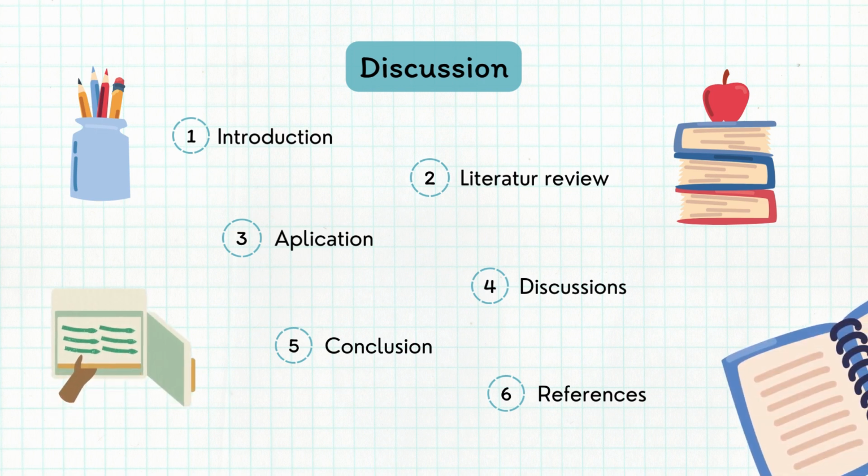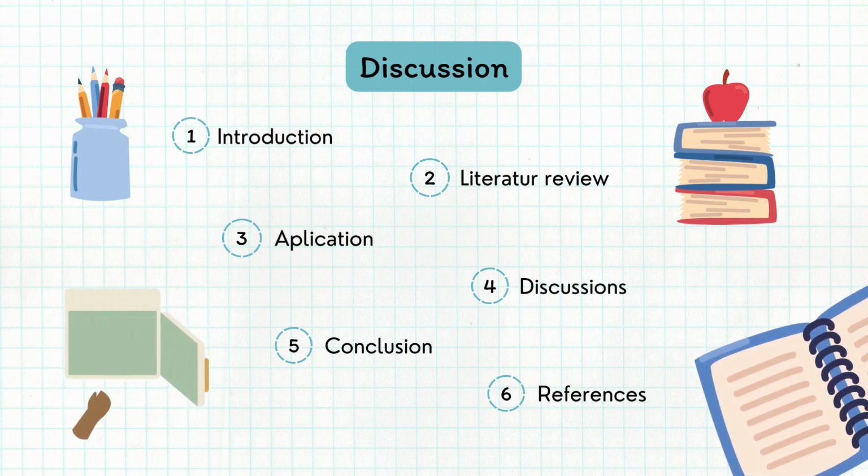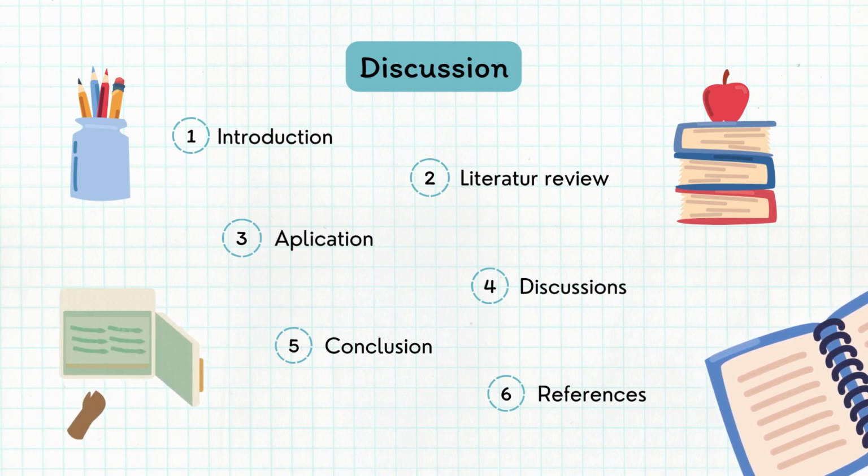Now I will discuss graph theory material about max flow and min cut. There are 6 things that will be discussed this time. The first is introduction, second literature review, third application, fourth discussion, fifth conclusion, and sixth reference.